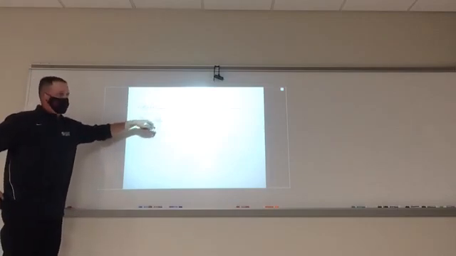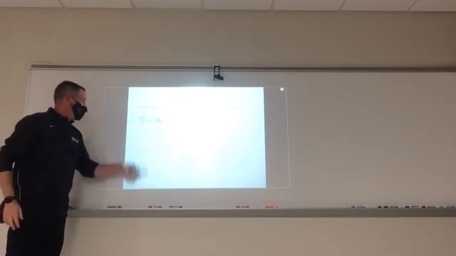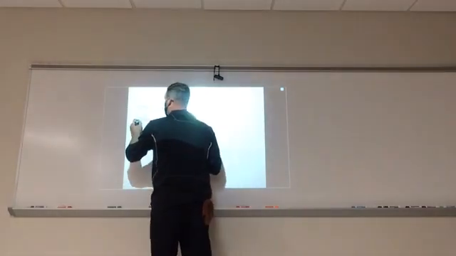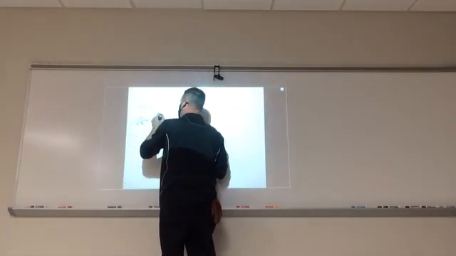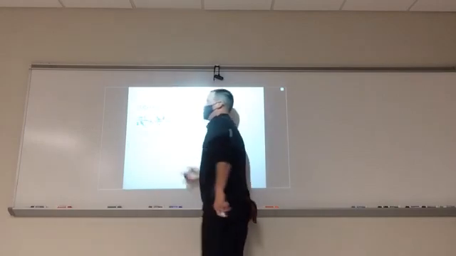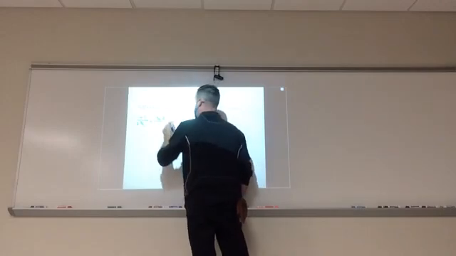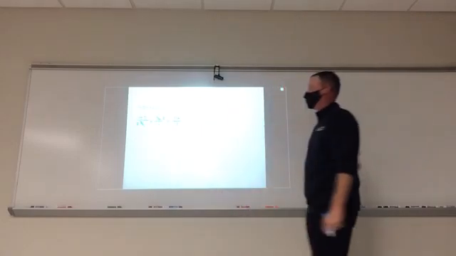Can I reduce 47 and 1? No. What about 9 and 6? Yes, because 9 and 6 are both divisible by 3. So 9 divided by 3 gives us 3, and 6 divided by 3 gives us 2. Now as we go through and multiply across, we're taking 47 times 2, which would be 94 over 3 times 1, which is going to give us 3.